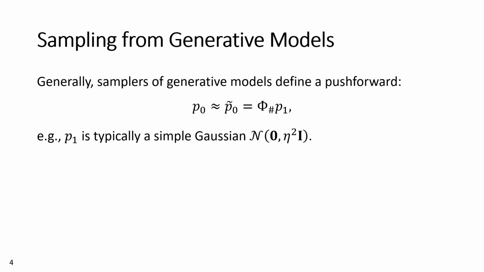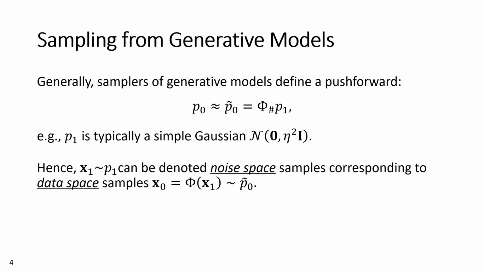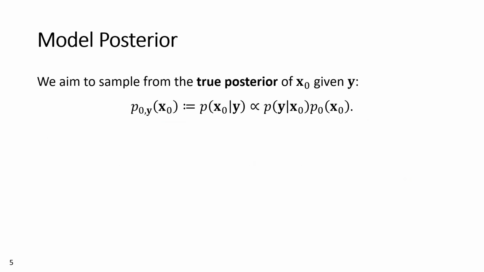We do this by first of all viewing generative models as push-forward mappings from noise space or noise distributions such as the Gaussian onto the data distribution P0. And in general, we can refer to these two spaces as the noise space, or the support of the Gaussian, and the data space, or the support of the data distribution, which again are related via this generative model mapping phi. And the goal again is to sample from the true posterior of the data given the measurement y, which is the product between the likelihood and the prior of the data.